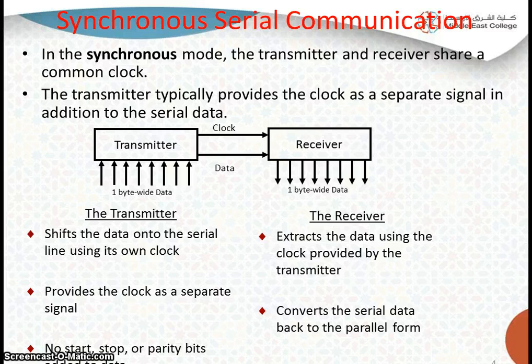So in synchronous serial communication, the transmitter and receiver are running at the same speed, because along with the data, the clock is also sent as a separate signal. Because of this same speed, no additional bits are needed to be attached along with the data before it is transmitted. That means the transmitter first converts the parallel data into serial using its own clock. Then it provides the clock also as a separate signal to the receiver. So because of this, no start, stop or parity bits are required. On the receiver side, it will extract the data using the clock provided by the transmitter. Then it will convert the serial data back into parallel form.